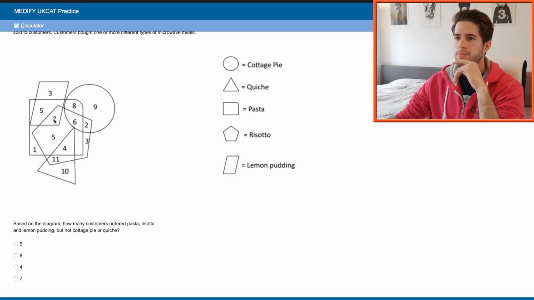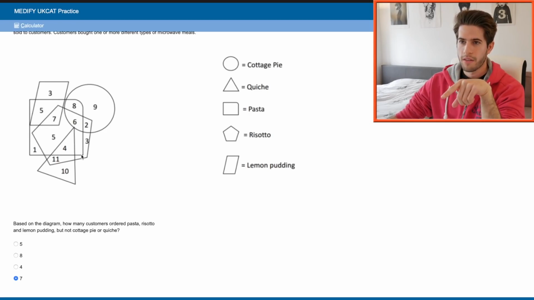But not cottage pie or quiche. Cottage pie is the circle, which is outside of this area, and quiche is the triangle, which is also outside of this area, so it's 7. It's this little square right here. Did you guys follow that? So we started with pasta, this big square rectangle thing here, and then we went to risotto, which was this pentagon within the pasta thing, and then we went on to this parallelogram that was within the square within the pentagon.